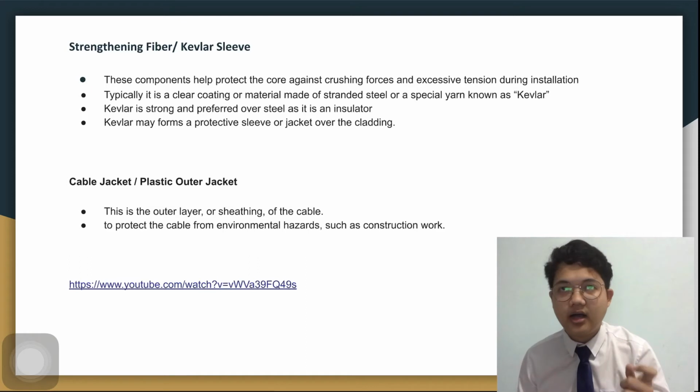We continue with the strengthening fiber, also called Kevlar sleeve. This component helps to protect the core against crushing forces and excessive tension during installation. Typically, it is made of stranded steel or a special yarn known as Kevlar. Kevlar is strong and preferred over steel as it is an insulator. Kevlar may form a protective sleeve or jacket over the cladding. And lastly, the cable jacket, known as the plastic outer jacket. This is the outer layer or sheathing of the cable to protect it from environmental hazards such as construction work.